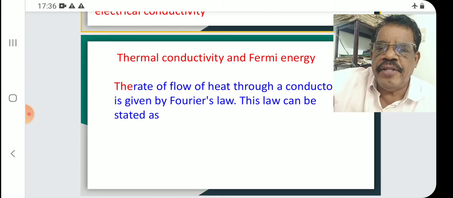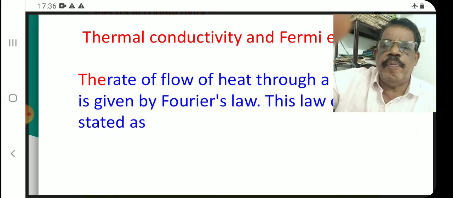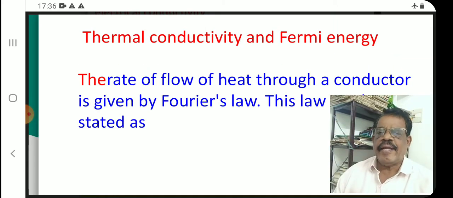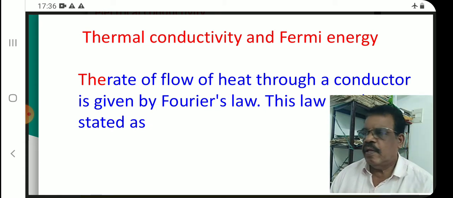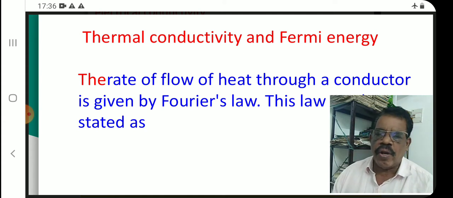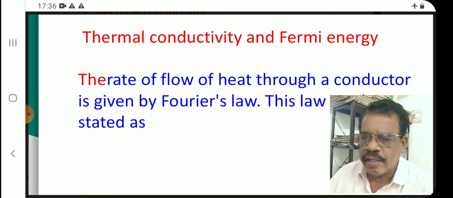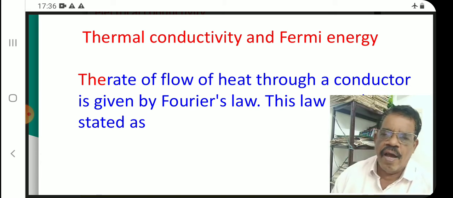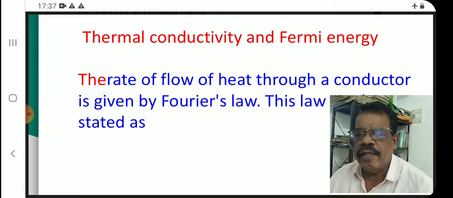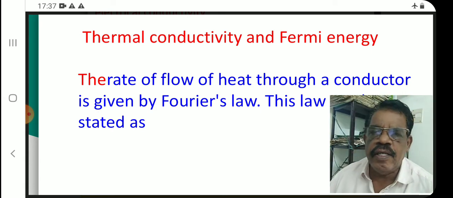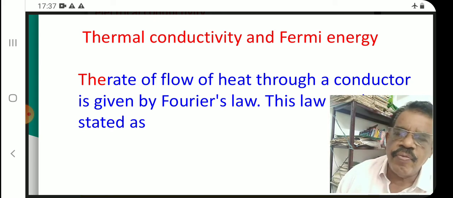Now we have another short answer question, which is thermal conductivity and Fermi energy. How thermal conductivity and Fermi energy are related, that we have seen. The thermal conductivity, you know, K or lambda, is a term similar to the electrical conductivity. Electrical conductivity is regarding electric conduction, and thermal conductivity is regarding heat conduction. So here the subject is thermal conductivity and Fermi energy. How are they related? That we explain.